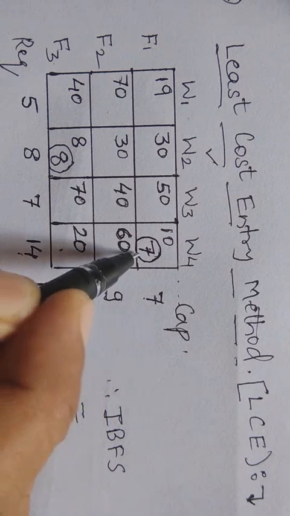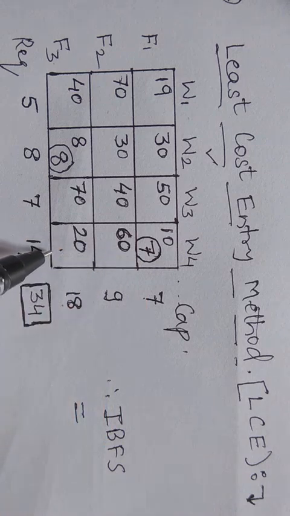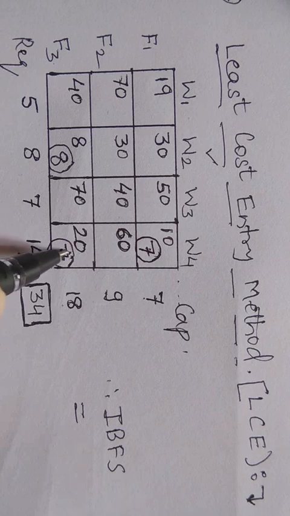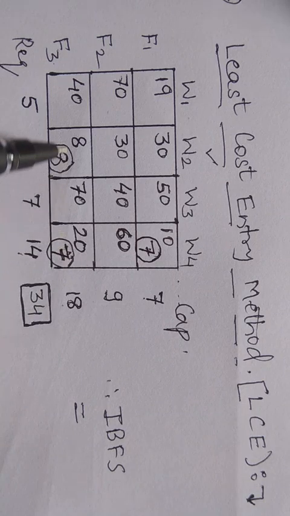Out of 14, 7 it has taken, so 7 are remaining. Can it take the 7 from F3? Yes, because it has 7 plus 8, 15 are taken. So 7 can be done here. Correct? Go to the next minimum. After 20, which is the next minimum?